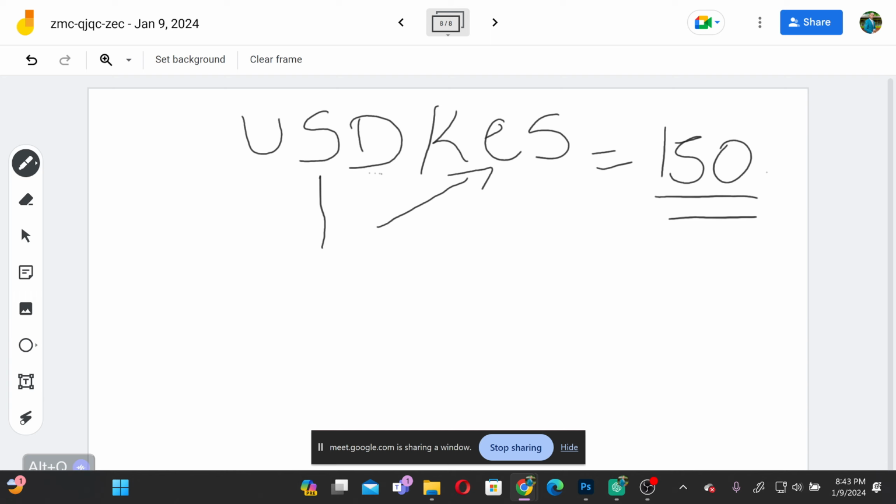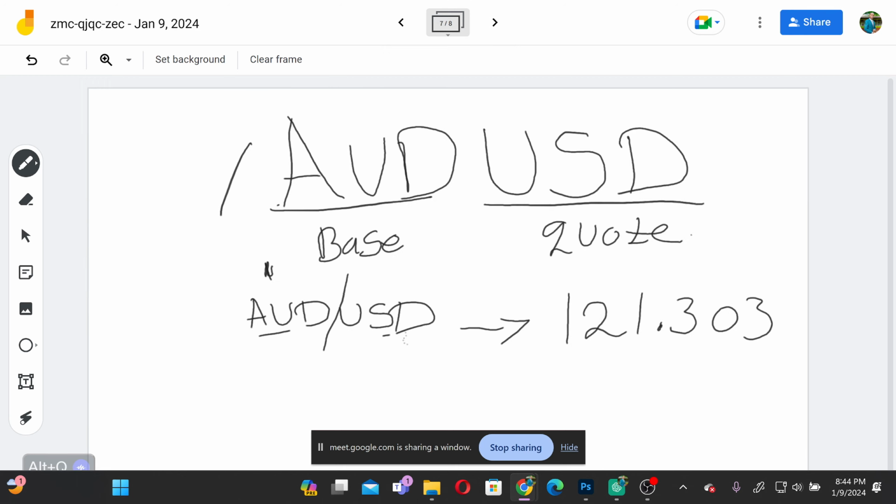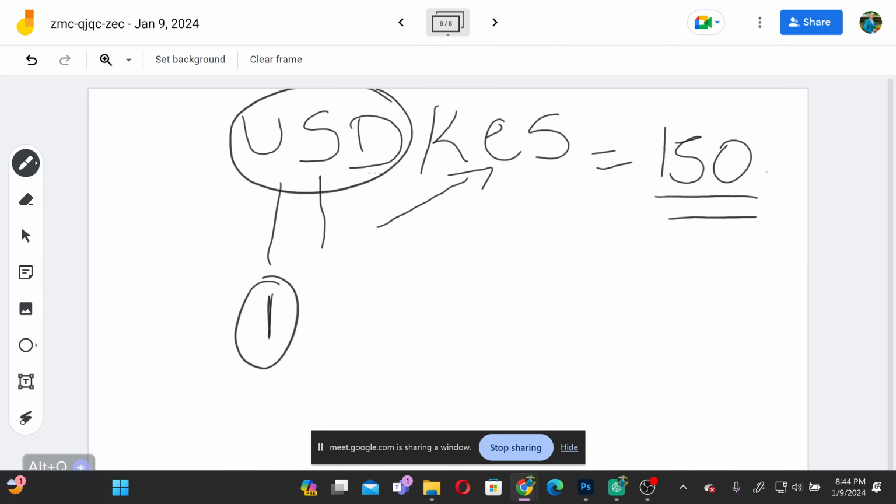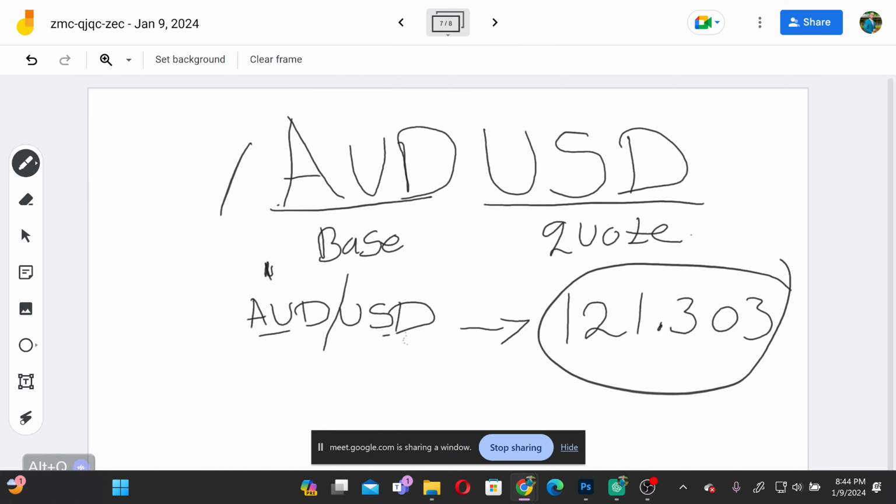150 Kenya shillings. So that means every base currency is equivalent to 1. Which means the same thing here: 1 Australian dollar is worth 121.30. Sometimes when you go to the bank and you see something like this, that means they will buy at 150. You know, this mathematics we have been doing in high school. I think you know that. So the same thing that you see in the Forex market is just written exactly like that.